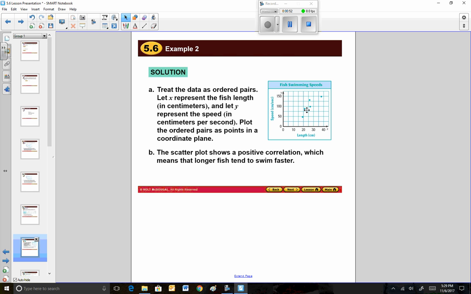and notice what happens here. We plot these points. This is the length of the fish, and this is how fast it goes. So as the length goes up, we'll notice an appearance of the numbers going up. If we treat the data as ordered pairs and plot everything, it shows a positive correlation. You can see it going up, up, up, up. All right.